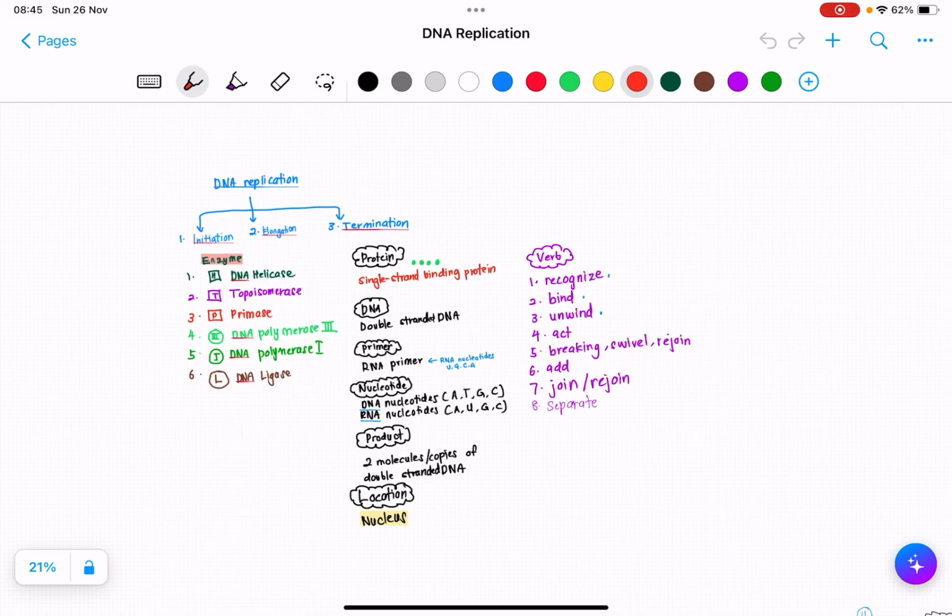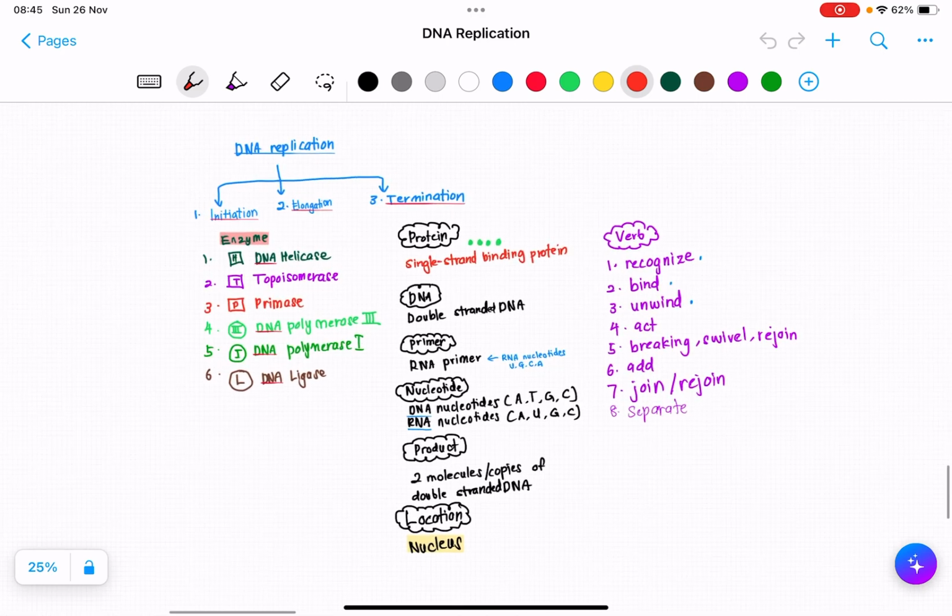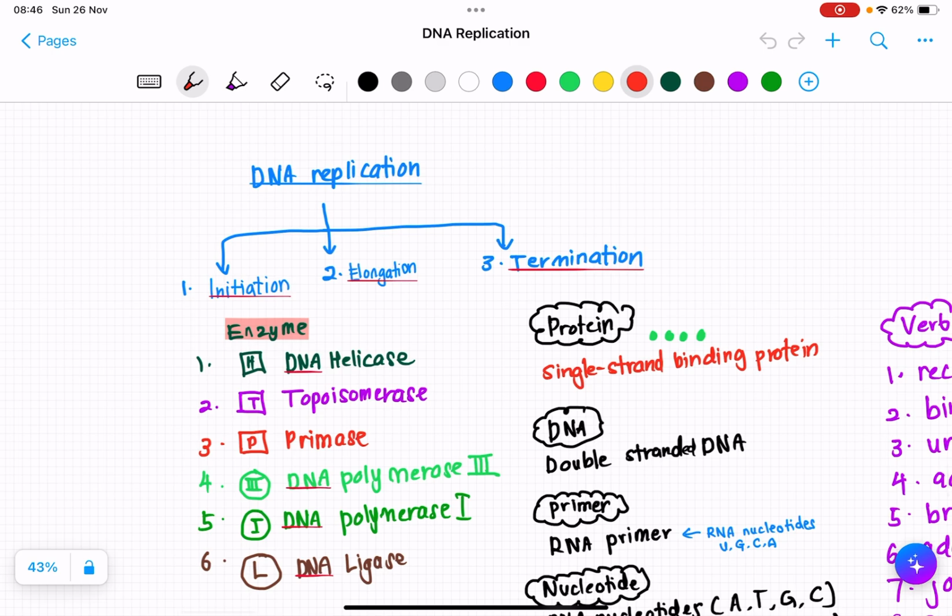Hi everyone, hari ni kita akan tengok one of the important process in chapter biological information, which is DNA replication. So basically, there are three phases in DNA replication. We have initiation, elongation, and termination. So basically, initiate is the starting, okay, elongate the middle part, and terminate when the process stop.